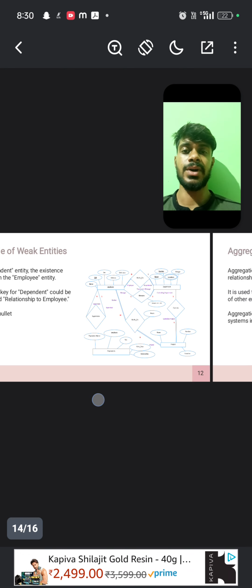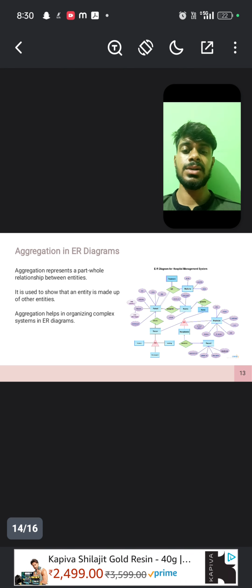Aggregation in ER diagram. Aggregation represents a part-whole relationship between entities. It is used to show that an entity is made up of another entity. Aggregation helps in organizing complex systems in ER diagram.